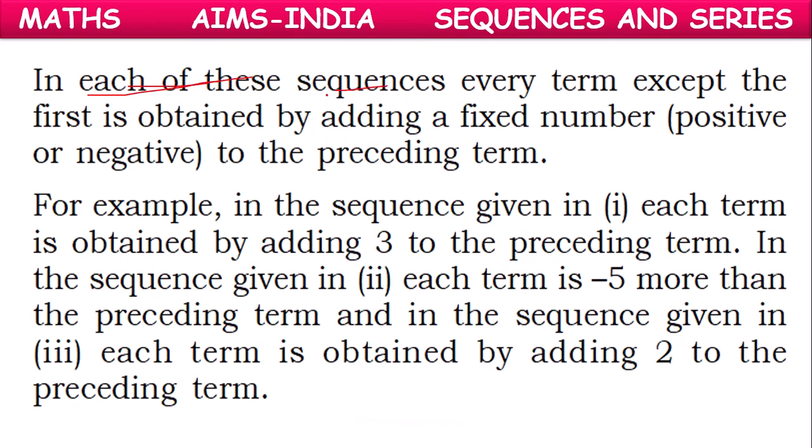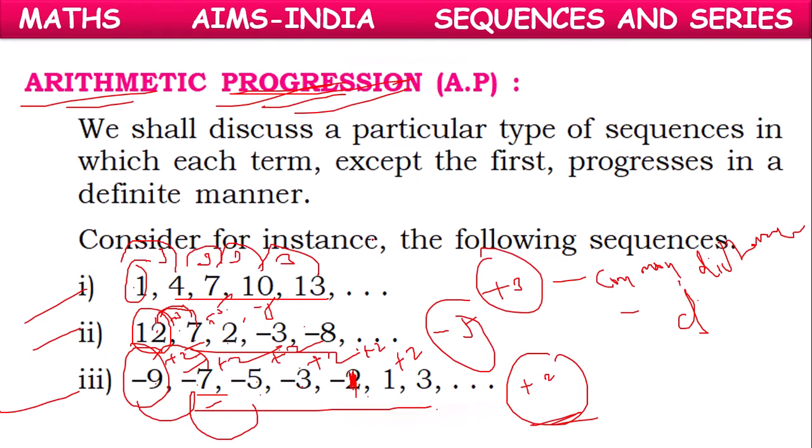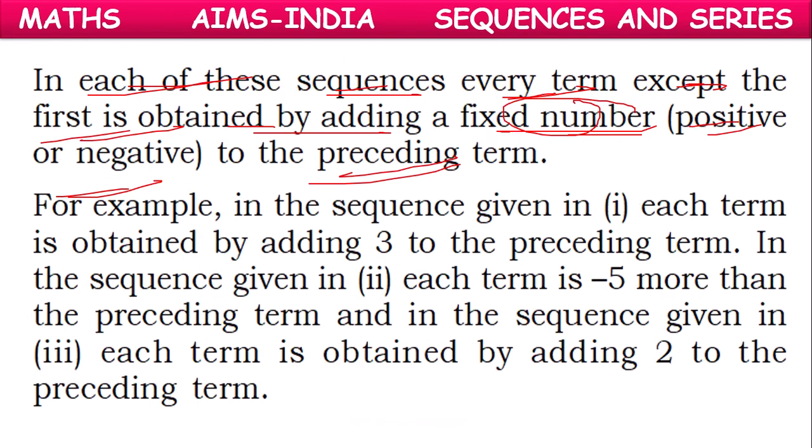So in each of these sequences, every term except the first term is obtained by adding a fixed number to the preceding term. The fixed number may be positive or negative. In the first example the fixed number is plus 3, in the second example it is minus 5, and in the third example it is plus 2. So in sequence 1 we have added 3, in sequence 2 we have added minus 5 or subtracted 5, and in sequence 3 we have added plus 2.